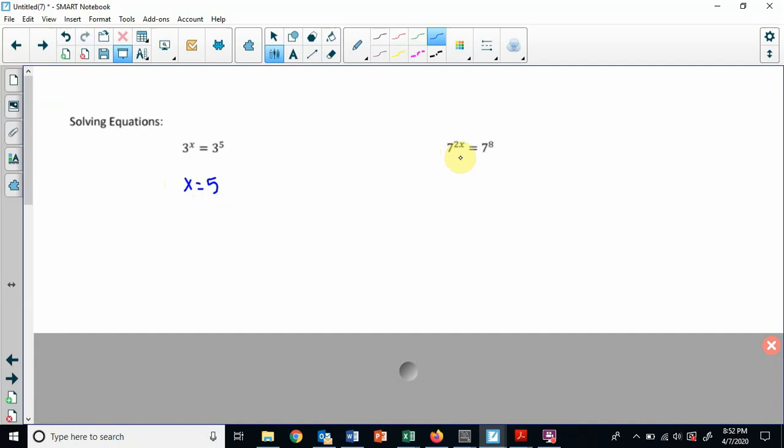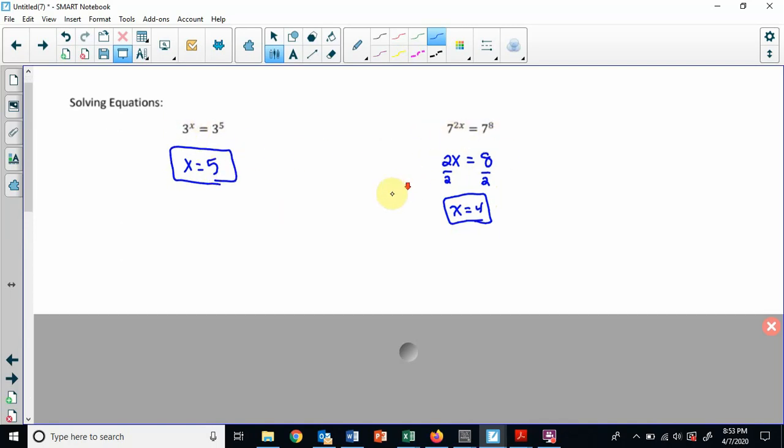So look over here. These two things are equal. Their bases are the same. That must mean the exponents are equal. So could I solve for x? Well, yeah, I could divide both sides by 2. And x will equal 4. So that's really simple. But what was nice about these two examples is they already had the same bases.